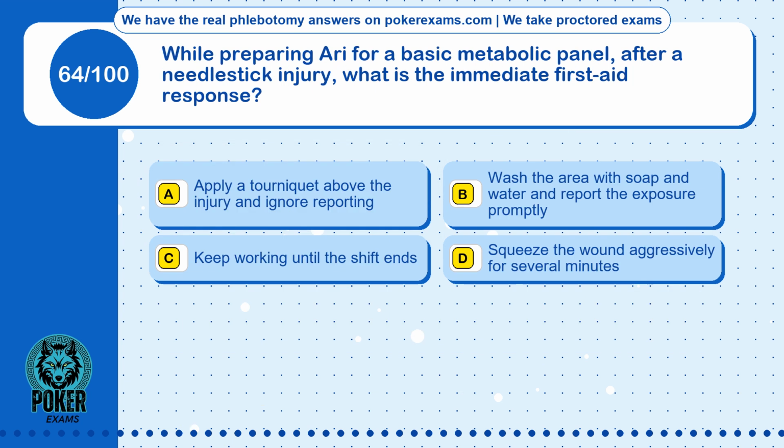Question 64. While preparing for a basic metabolic panel, after a needle stick injury, what is the immediate first aid response? Option A. Apply a tourniquet above the injury and ignore reporting. Option B. Wash the area with soap and water and report the exposure promptly. Option C. Keep working until the shift ends. Option D. Squeeze the wound aggressively for several minutes.